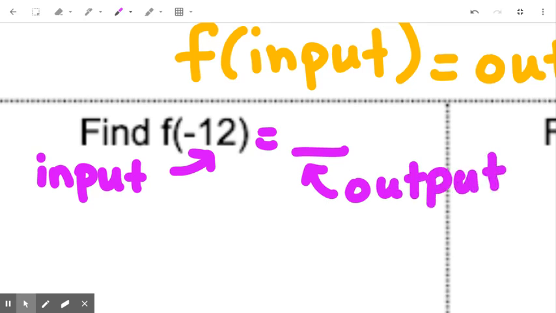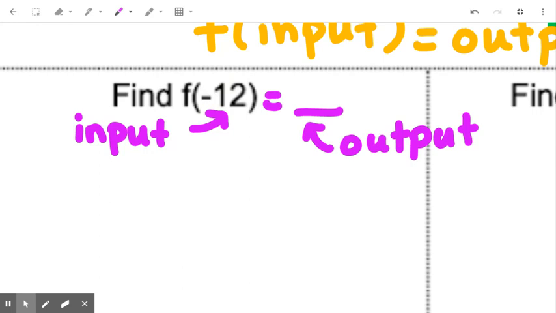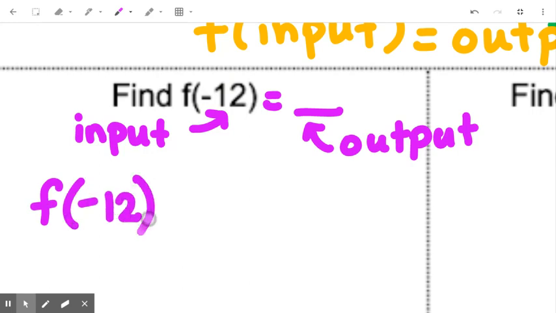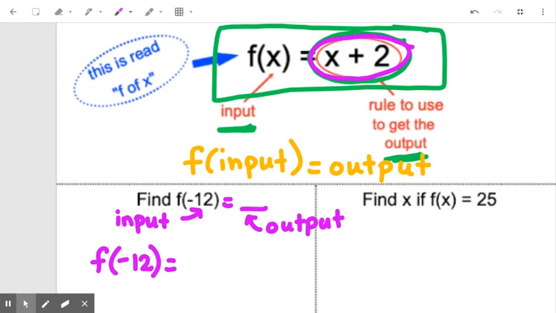Okay, so what I'm going to do is go up here and look at the rule. Remember, this is the rule. This is how I find my output. So I'm going to start with F of negative 12 because that's what I'm trying to find. And my rule, if you remember, was X plus 2. So I am putting in negative 12 for the X. I'm replacing this X up here with negative 12.